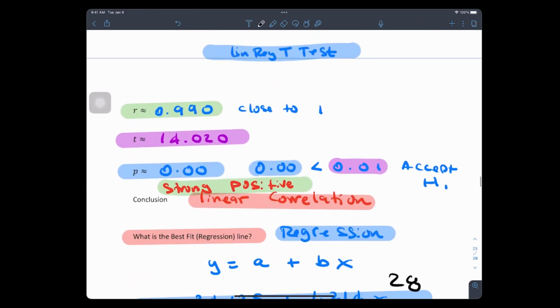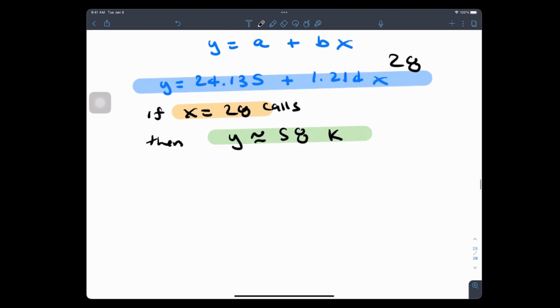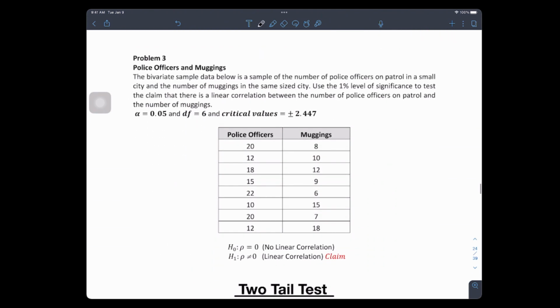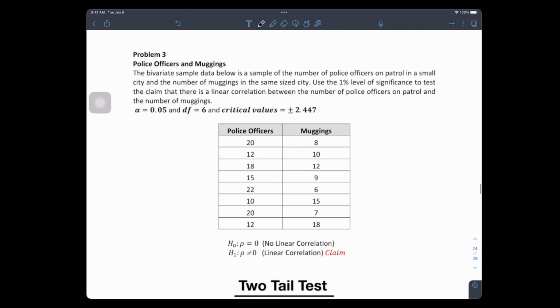What do you guys think? Is that okay? Has it gotten easier? Is this stuff easier or is it harder? I don't know. How many examples do you guys think you have to do? I don't know. Let's see. What do you guys think about this? Police officers and muggings. I don't know.